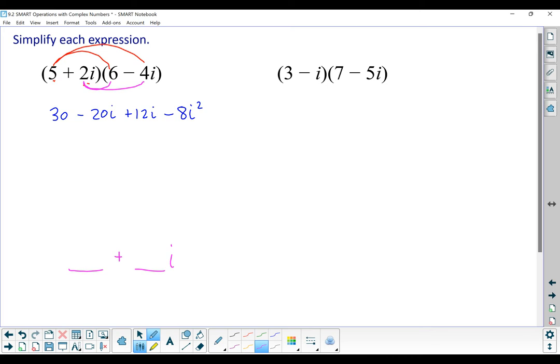Okay, so we've got all these terms, and we know our final answer needs to look like a number plus an imaginary number. We need to put it into standard form. So we need to first see that i squared and remember that i squared is equivalent to a negative 1. Not in this case subtracting 1, but multiplying by negative 1. So we've got 30 minus 20i plus 12i, and if that i squared is equivalent to a negative 1, this term becomes a positive 8.